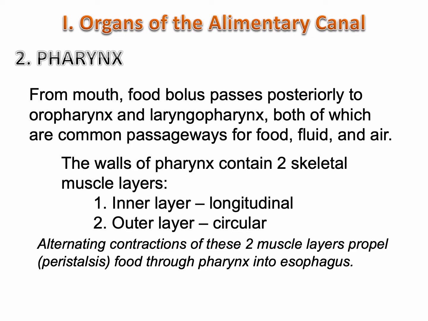Next, from the mouth, food bolus passes posteriorly to oropharynx and laryngopharynx, both of which are common passageways for food, fluid, and air. The walls of the pharynx contain two skeletal muscle layers. Inner layer longitudinal and outer layer is circular.